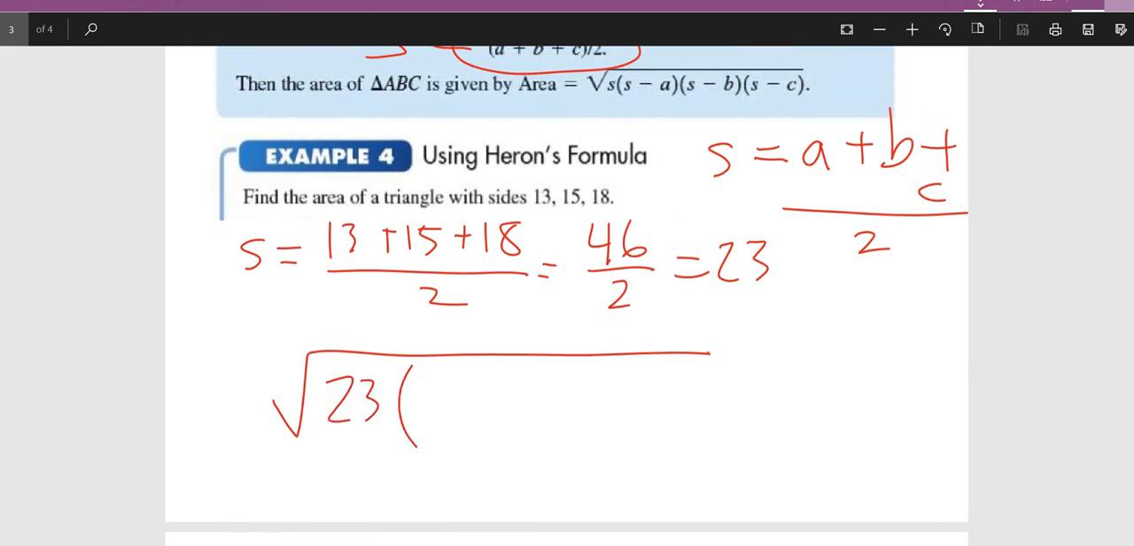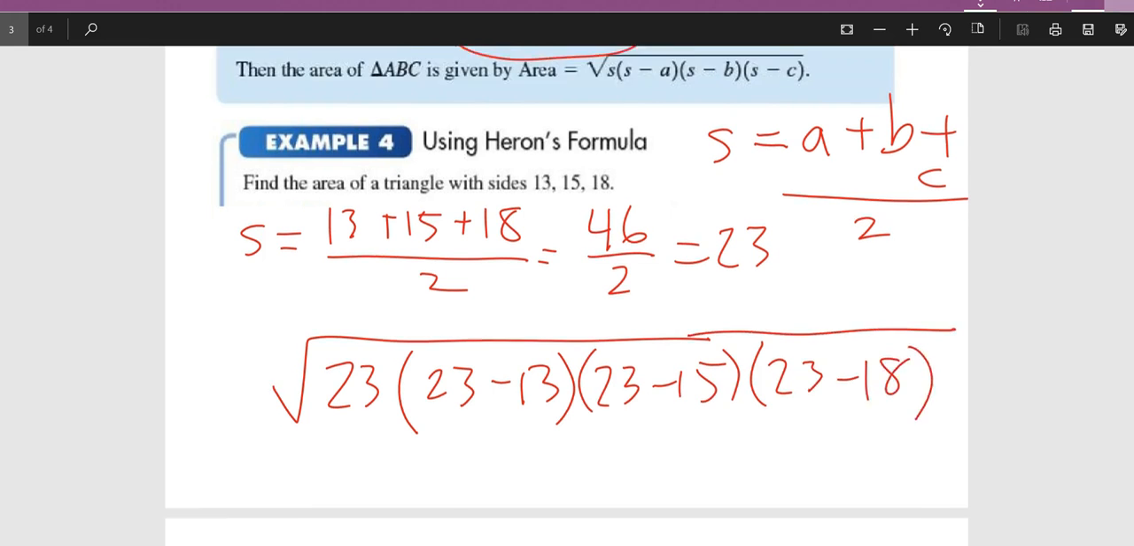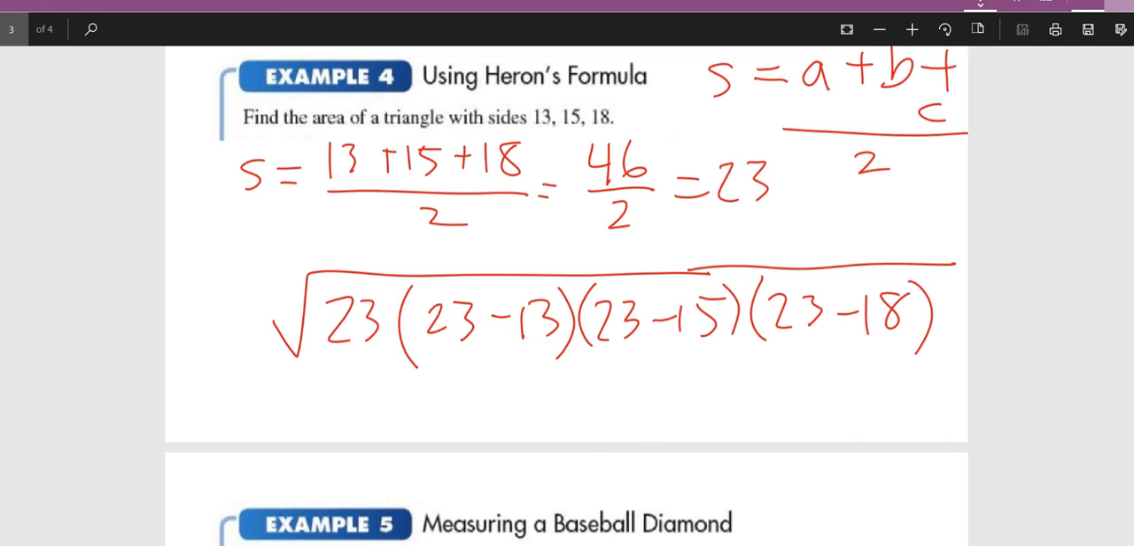So if I'm following that formula, I got 23 times 23 minus 13 times 23 minus 15 times 23 minus 18. All you have to do is throw it in the formula. So I'm pretty sure you are more than capable of 23 times 10 times 8 times 5. Take the square root and come up with the approximate value of that. What is 230 times 40? 9,200. Take the square root. I got 95.9.